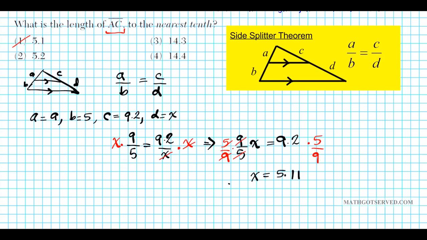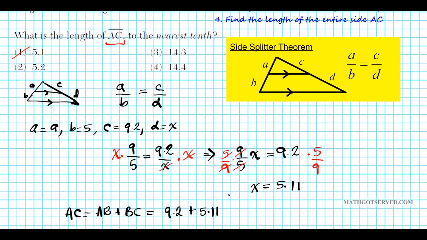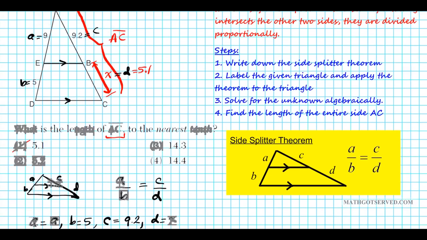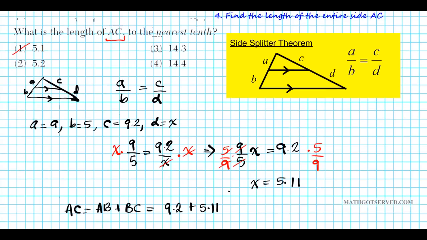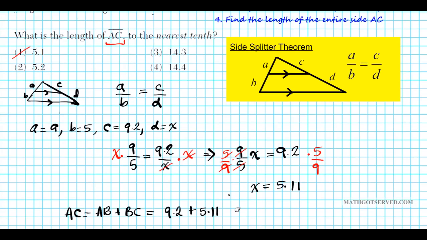All right, so AC is equal to AB plus BC using the segment addition postulate. So AB is 9.2 plus BC, which is 5.11, well, it repeats forever. So let's see, 9.2 plus 5.1. If you add this together, this is an approximation, okay? It's going to be 14.31, and then the 1 repeats.